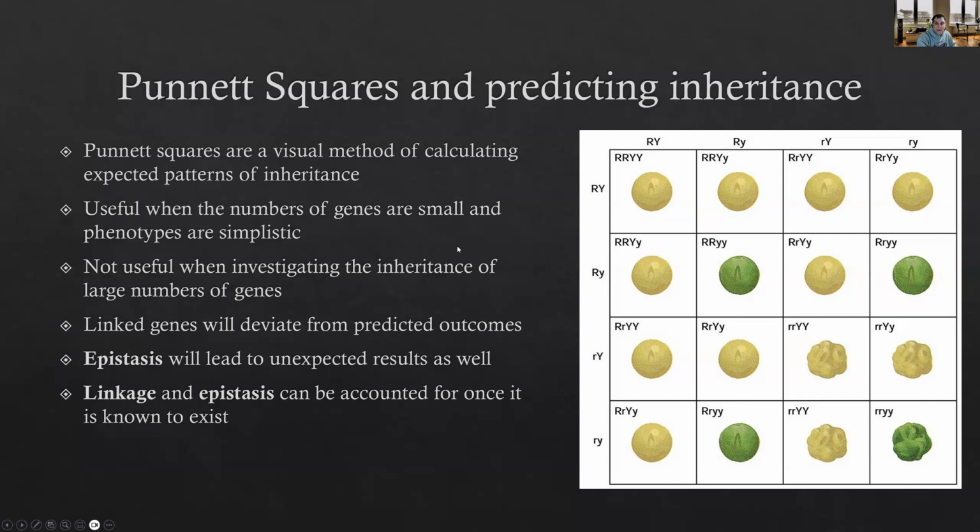Okay? Now, if we're dealing with an instance of linkage, or an instance of epistasis, we're going to have to reevaluate how we do this because, down here, you're going to have your albino mice because of the epistatic effect. Or you're going to have this 3 to 1 phenotypic ratio because you're dealing with linkage. Okay, so linked genes will deviate. Epistasis can lead to unexpected results. But let's just talk about normal genes.